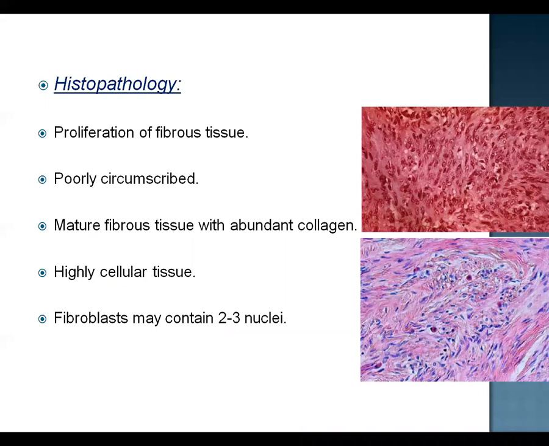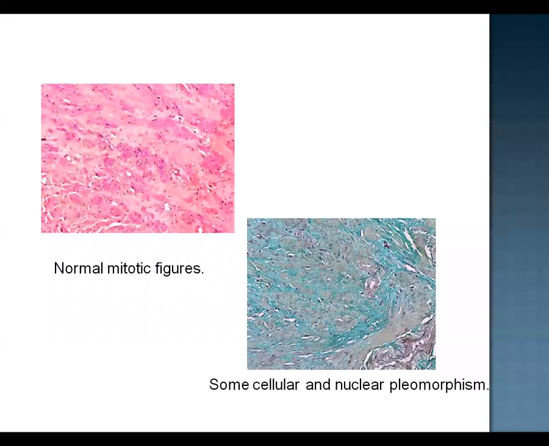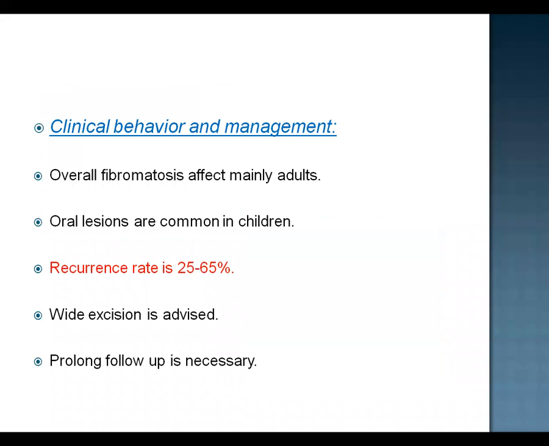Histopathologically, this proliferation of fibrous tissue is poorly circumscribed, mature fibrous tissue with abundant collagen, highly cellular, and the fibroblasts may contain 2 to 3 nuclei. Very important finding regarding fibromatosis. Normal mitotic figures and some cellular and nuclear pleomorphism can be seen. Clinical behavior and management: oral fibromatosis affects mainly adults, though oral lesions are common in children. Recurrence rate is 25 to 65%. Wide excision is advised. Prolonged follow-up is necessary.